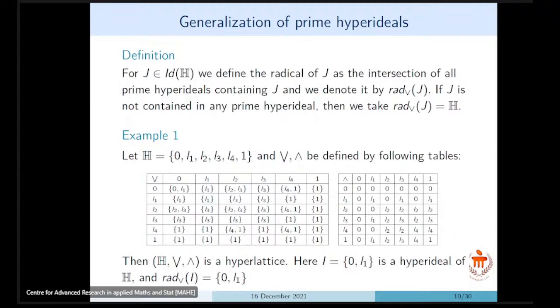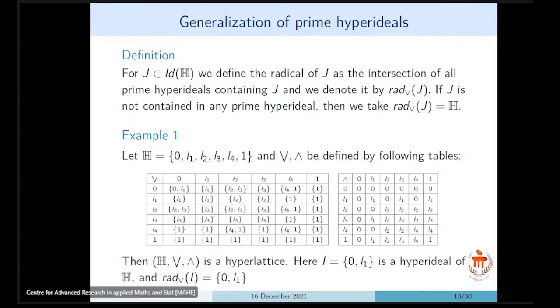Next, we define the radical of an ideal. So what is a radical? We have seen this notion in algebra everywhere, like in rings and other places. So what is the radical of a hyperideal? It is nothing but the intersection of all prime ideals containing that J. If there is no prime hyperideal containing J, then we take the radical as the whole set H. So let us see an example.